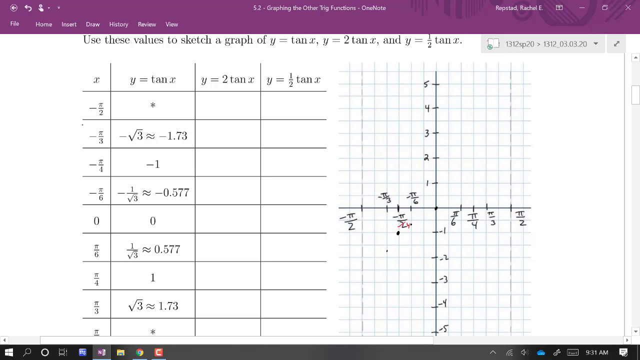So what does that mean? If we just think about trying to compute it, if I wanted to find tangent of negative pi over 2, that's sine of negative pi over 2 over cosine of negative pi over 2. So sine of negative pi over 2, that's the bottom of the circle, right? What's sine equal to there?